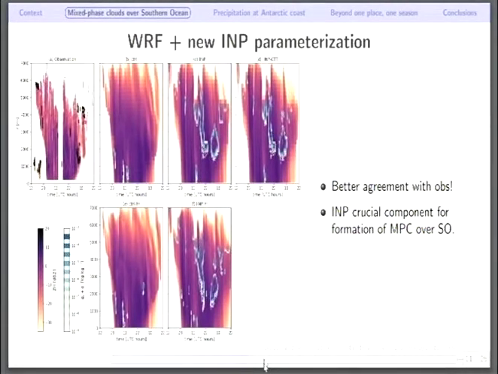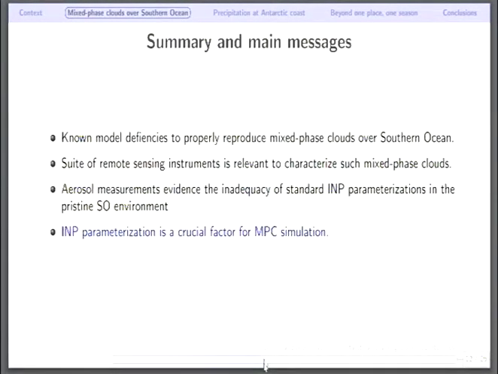So you have again the observation, the control simulation, and now when we add this new parameterization, we see liquid water appearing in many places in the cloud. So we have a much better agreement with the observation, and this shows that the ice nucleating particle parameterization in the model is critical to be able to reproduce these types of clouds in the region of interest.